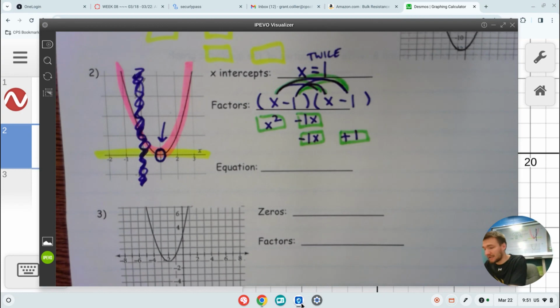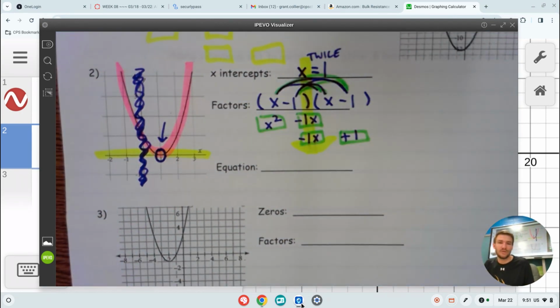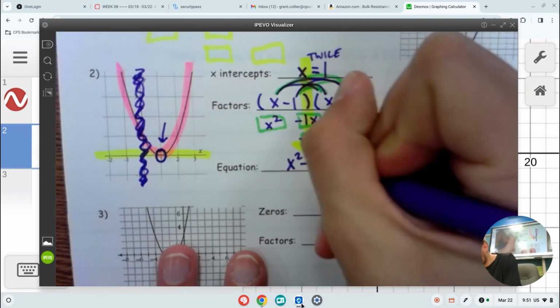So we're pretty good. The last thing we need to do is just combine these middle 2 terms together. Negative 1 minus 1 is going to be negative 2.